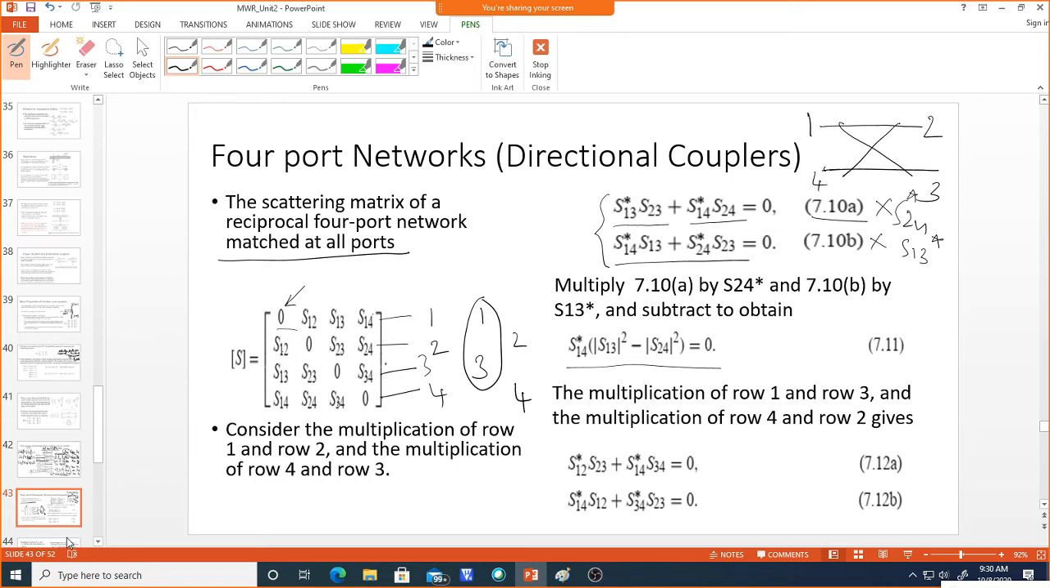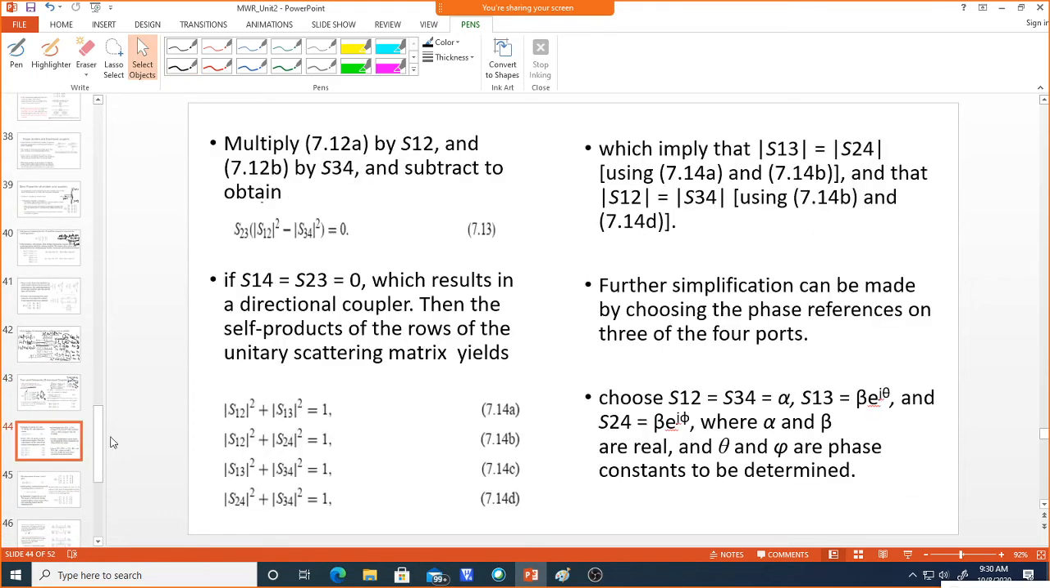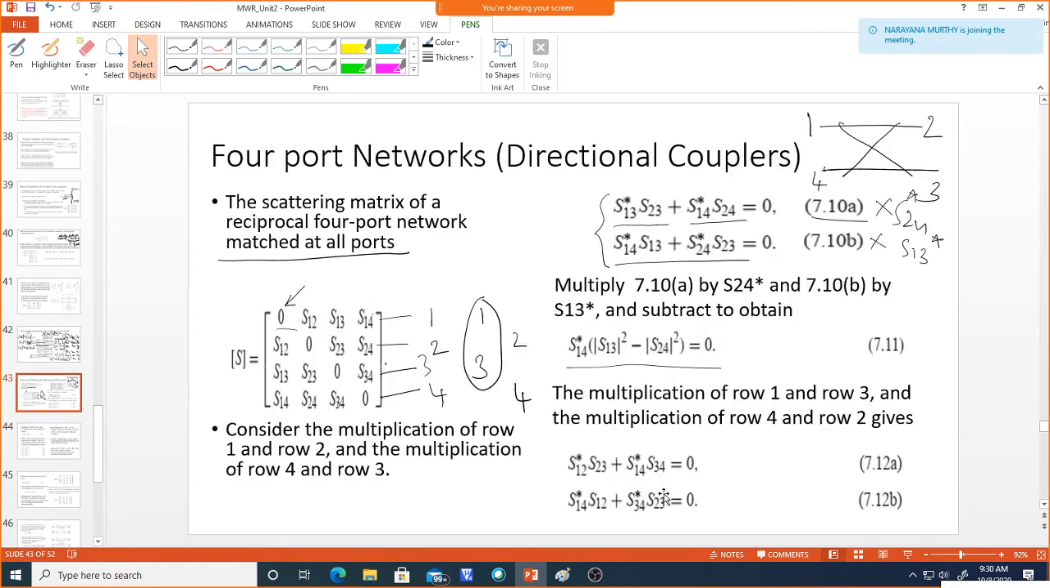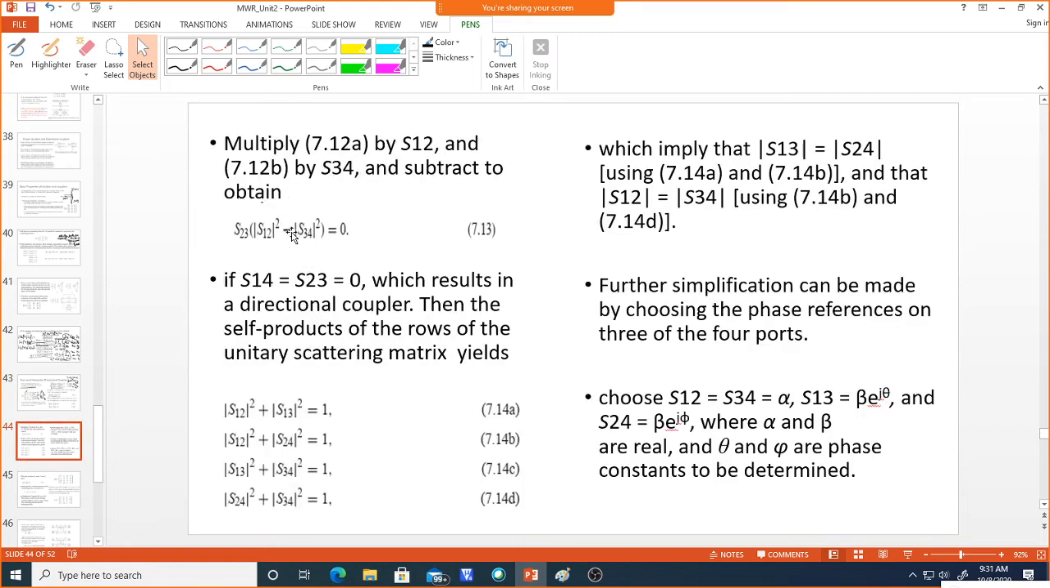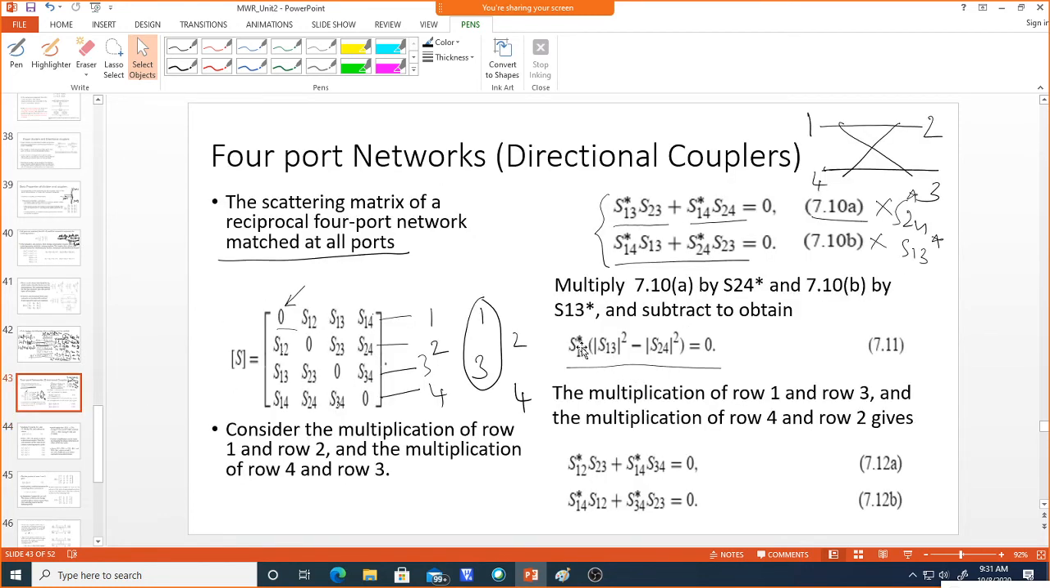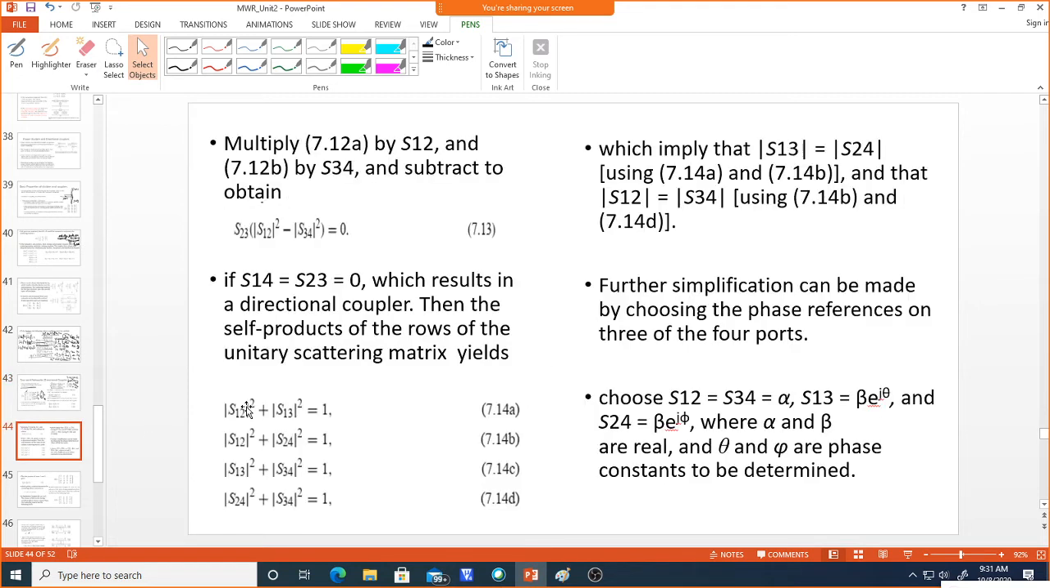If you multiply these two equations by S12 as well as S34, you will get this equation. Multiply one by S13 and the other by S34, and if you subtract those two, you will get this equation. So now from these two equations, I can equate S14 to 0, and from the other equation I can equate S23 to 0.